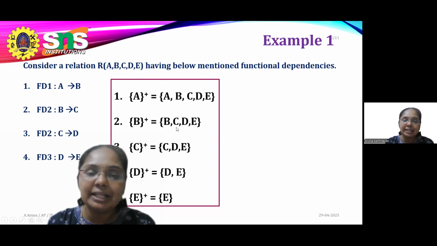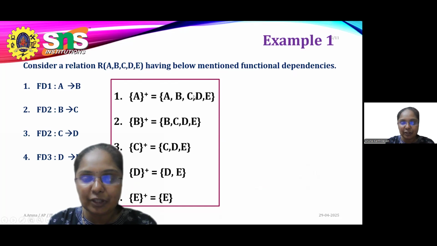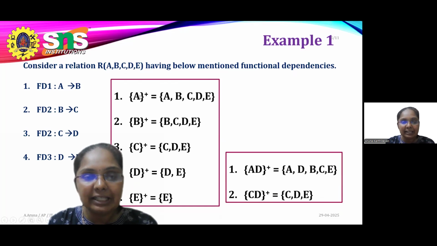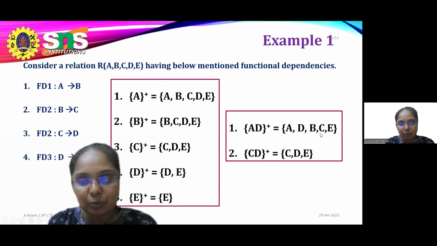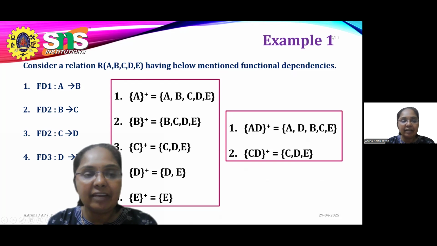Out of that, which one is minimal? This is also a super key. Here, the minimal is A closure. AD closure is also a super key, but out of these, only A is the minimal subset. Here you have two subsets, A closure and AD closure. So A could be called the candidate key for this particular relation.